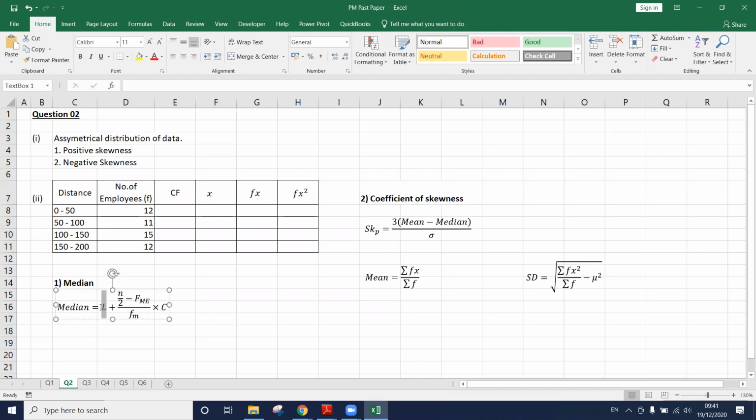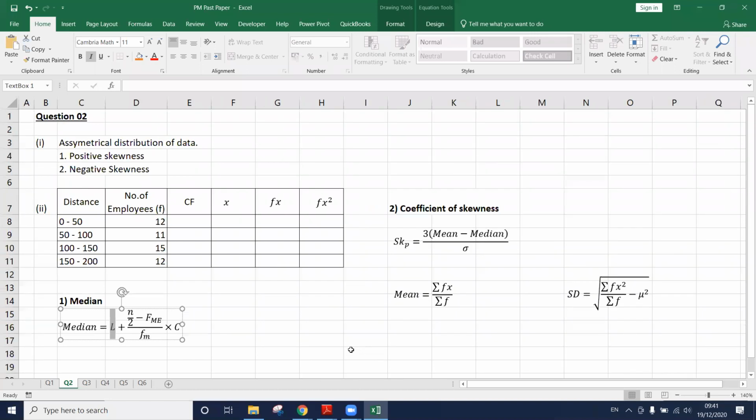L කියලා කියන්නේ මොකක්ද? L is the lower class boundary of the median class. Median class එකේ lower class boundary එක. Therefore, what is the first thing we need to do? We need to find the median class. ඉස්සෙල්ලාම අපි median class එක හොයාගන්න ඕන.